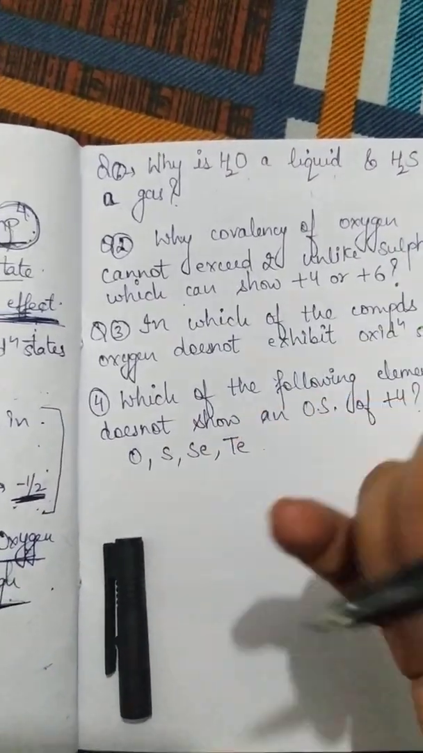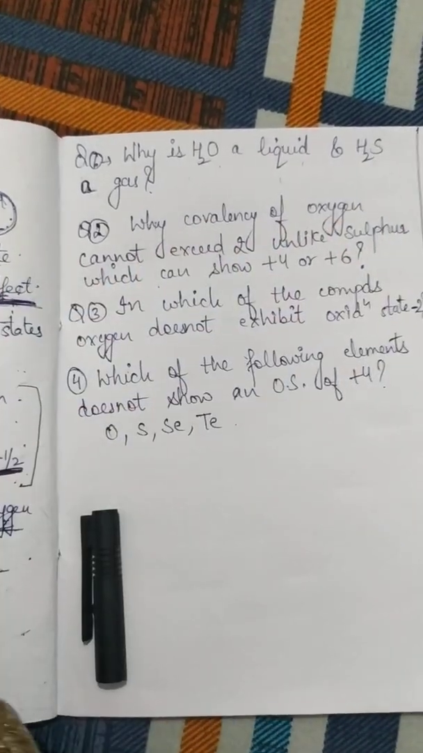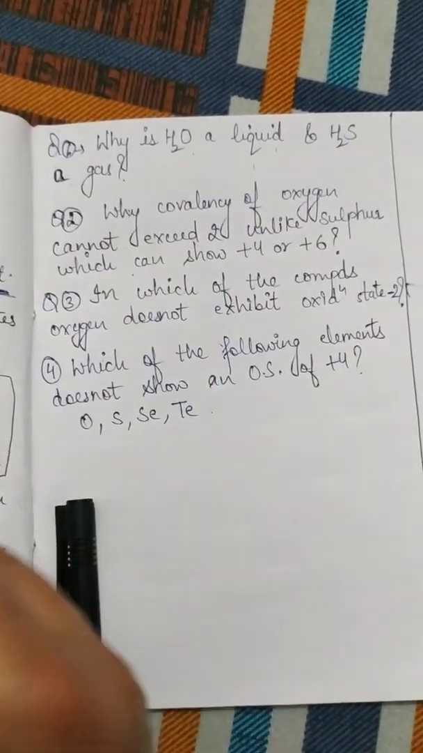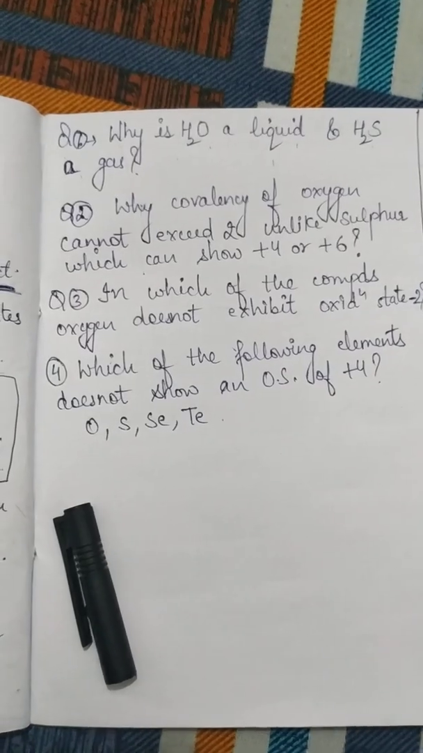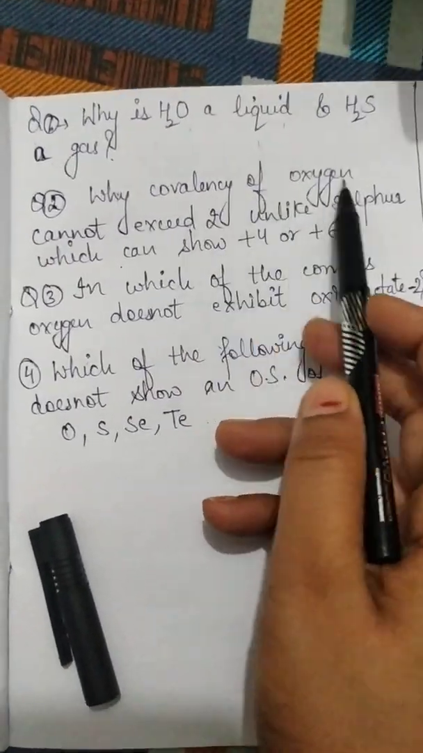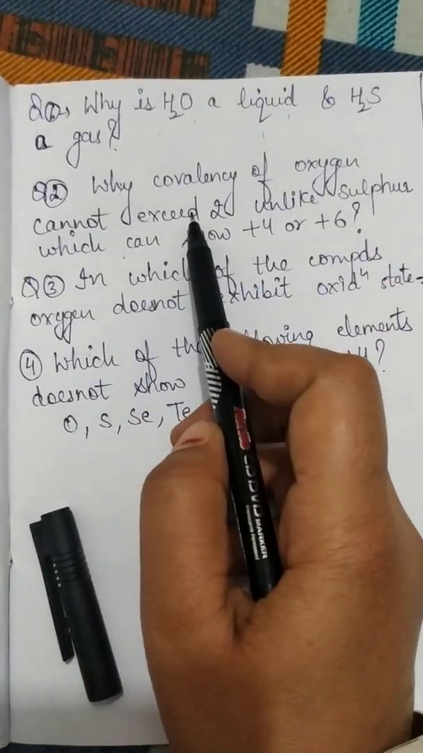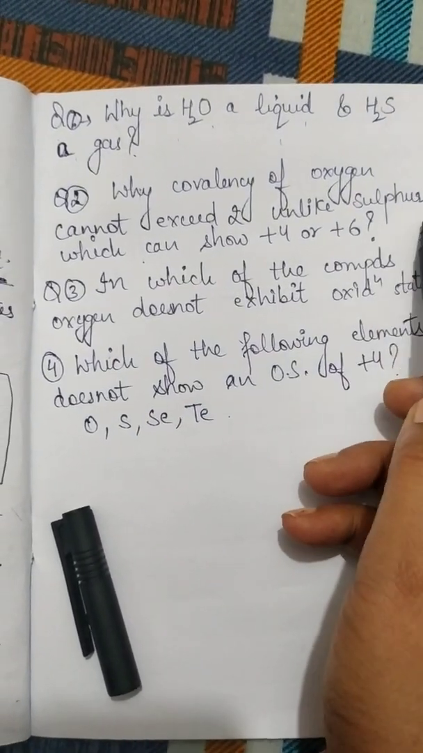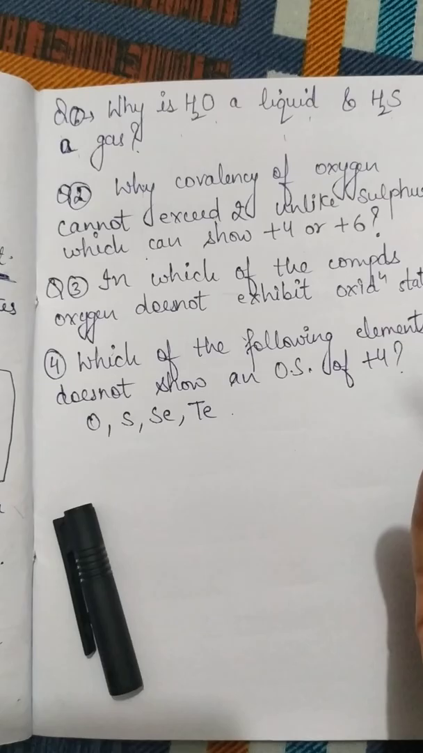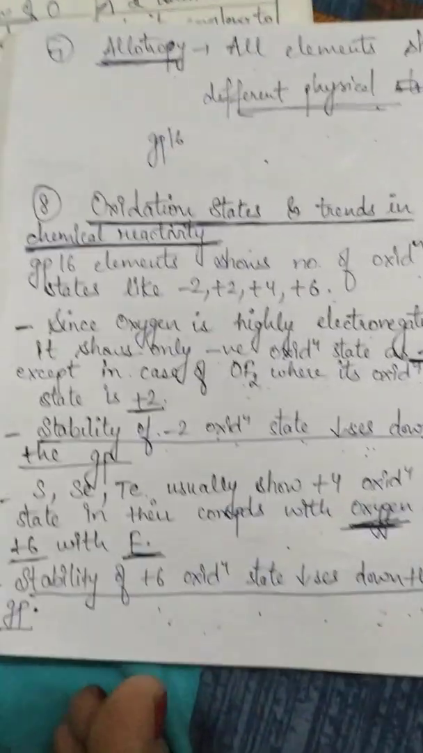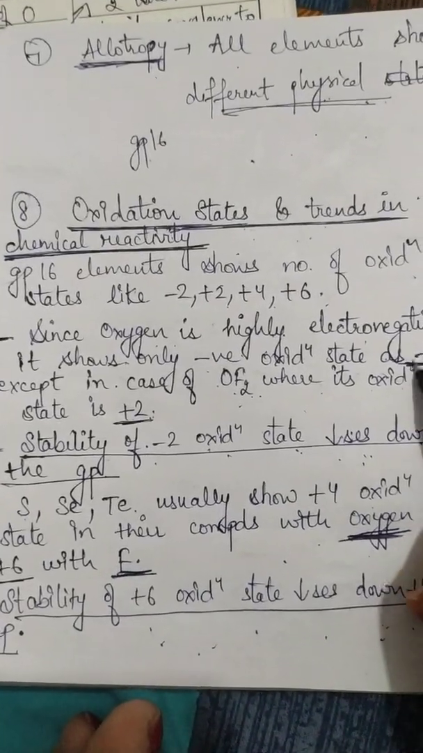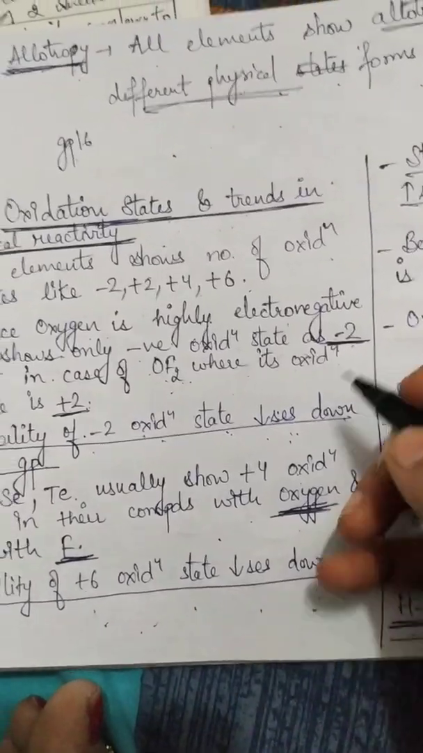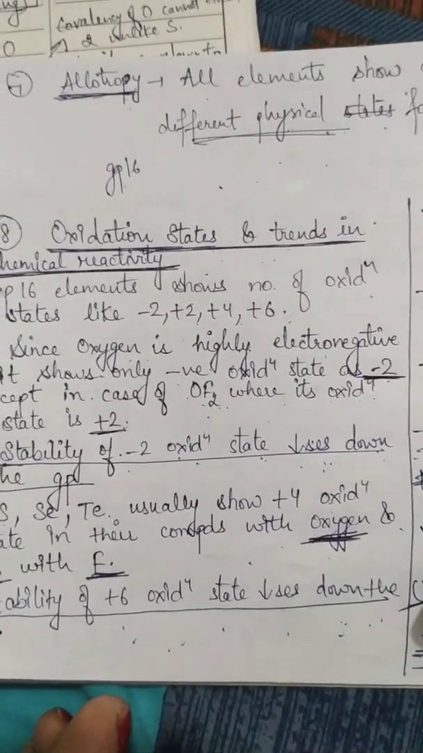Now another question which will be asked on the basis of these two topics, oxidation state and anomalous behavior of oxygen. The question is: why can the covalency of oxygen not exceed 2, unlike sulfur which can show +4 and +6 oxidation states? Now what is its answer? As we discussed, oxygen shows only the -2 oxidation state in its compounds because it is more electronegative.